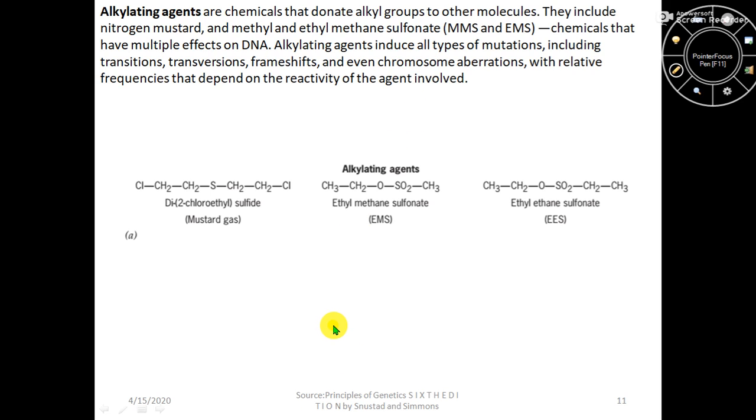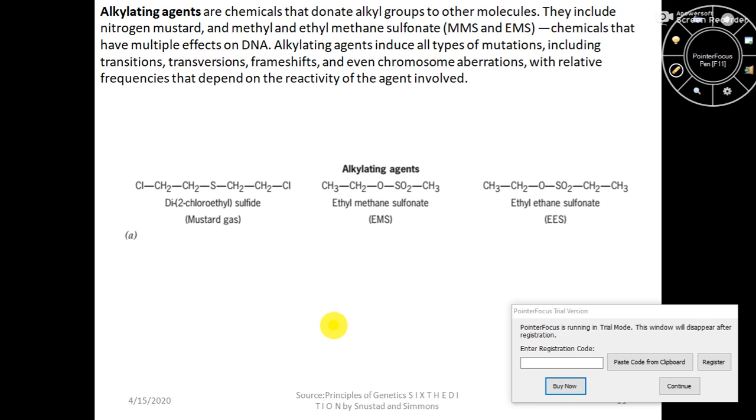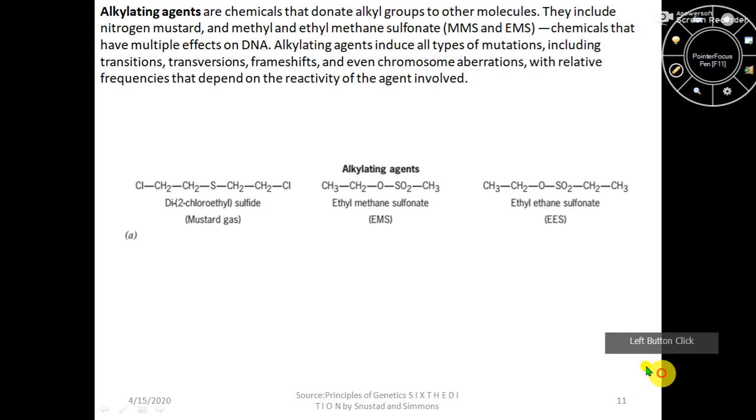Some alkylating agents are chemicals that donate alkyl groups to molecules, and it causes mutation. Examples are nitrogen mustard, methyl and ethyl methane sulfonate, chemicals that have multiple effects on DNA. Alkylating agents cause types of mutation including transition, transversion, frame shift, and even chromosome aberration also occurs from this effect. That is alkylating agents. Okay.